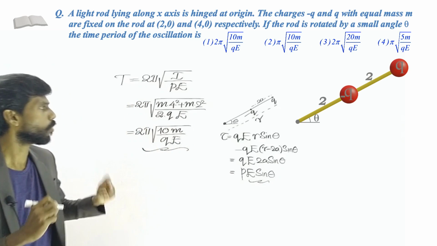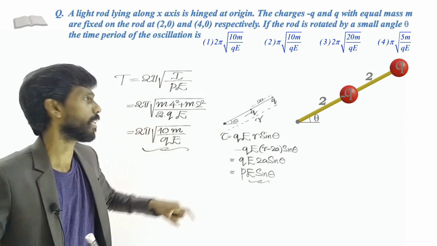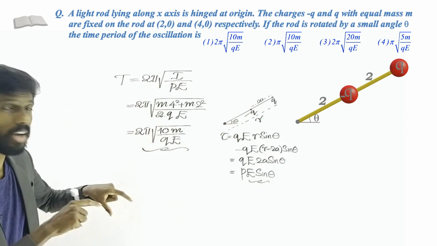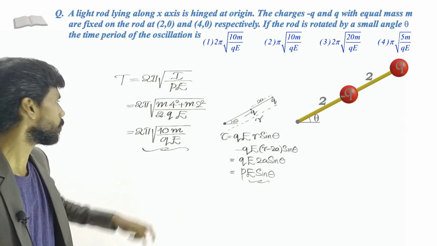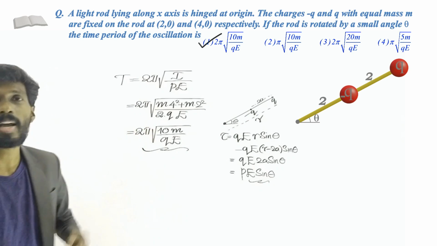What we understand from here is that this point of rotation need not be the midpoint. It can be any point, but the time period and the torque will remain the same. So the answer to the question is simply this one, 2 pi square root of 10 m divided by qE.